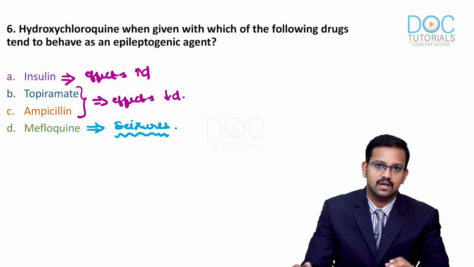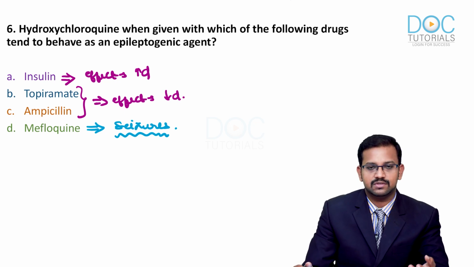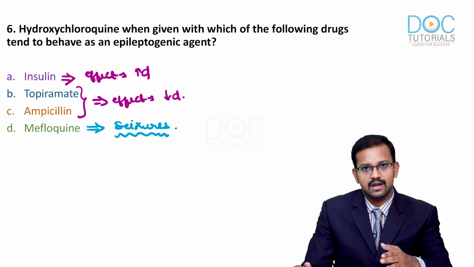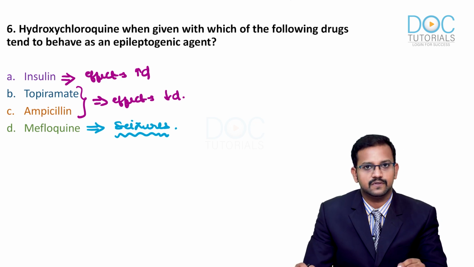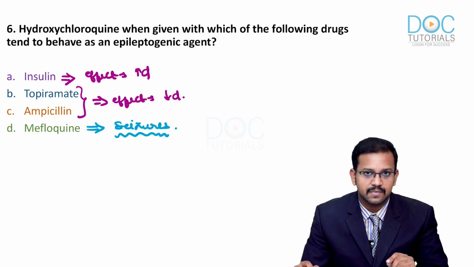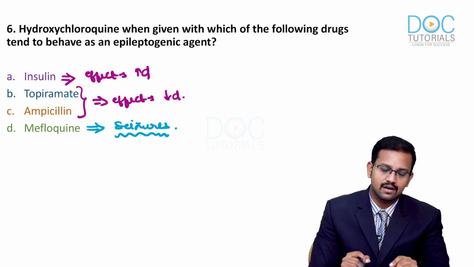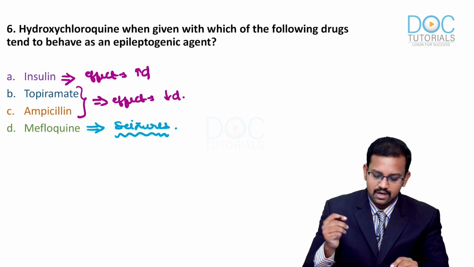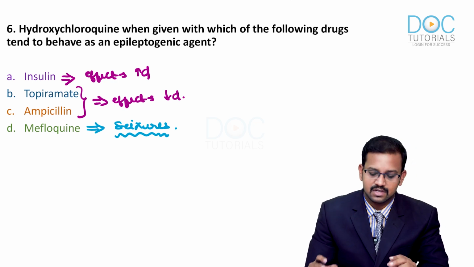In those patients, we all know mefloquine is a drug which can be used in malaria. It is also contraindicated in cerebral malaria because of CNS related adverse effects. Neuropsychiatric disturbances can be expected with mefloquine, and that drug when it is given with hydroxychloroquine tends to induce development of seizures, and that is the important drug interaction over here, guys.